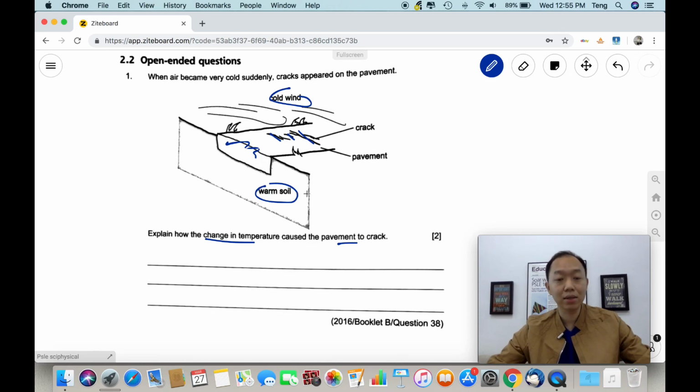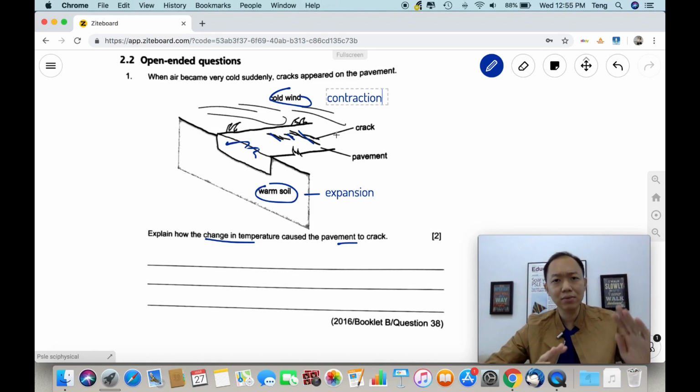We also know that when it's warm at the bottom, what happens when things are warm? There's expansion. Then when it's cold at the top, we have contraction. What does this mean? This means that this pavement is probably being contracted at the top, and then it probably expands at the bottom. That causes the thing to crack. So science-wise, it's not too difficult to piece all these things together.